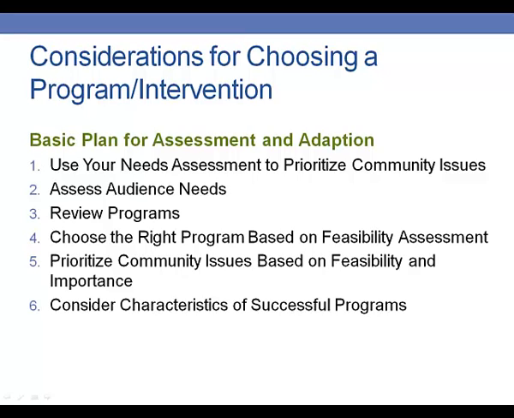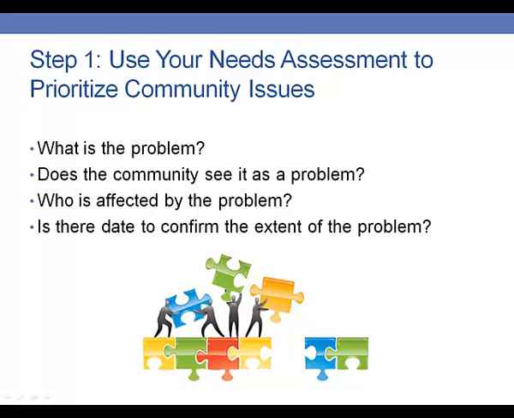When determining and considering whether or not you'd like to adapt another program for your own needs, there's a basic plan to follow for assessment and adaptation. The first part of that plan is to use the community needs assessment that you've done, which we've talked about in chapters 2 and 3, to prioritize your community issues. Then you'll assess your audience's needs, review the programs, choose the right program based on your feasibility assessment, prioritize your community issues based on your feasibility and the importance of those issues to your community, and consider the characteristics of successful programs. Let's talk about each of these a little bit more.